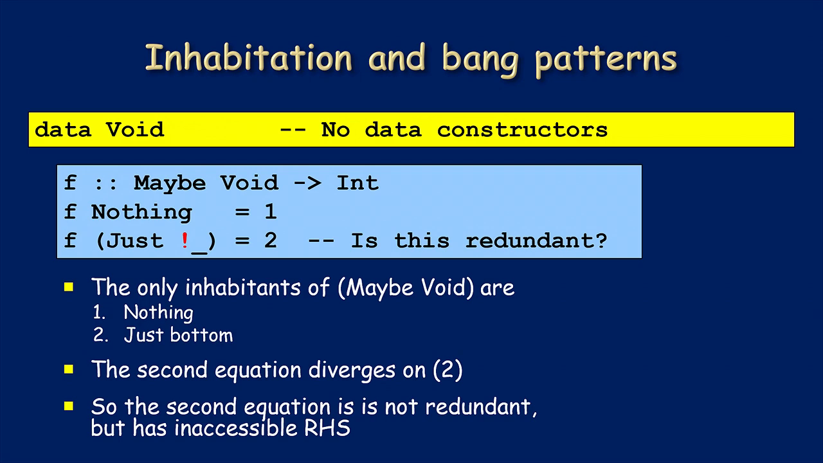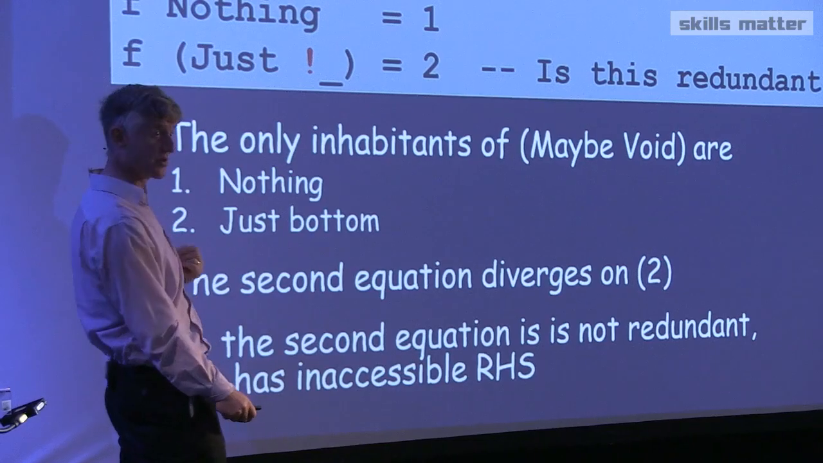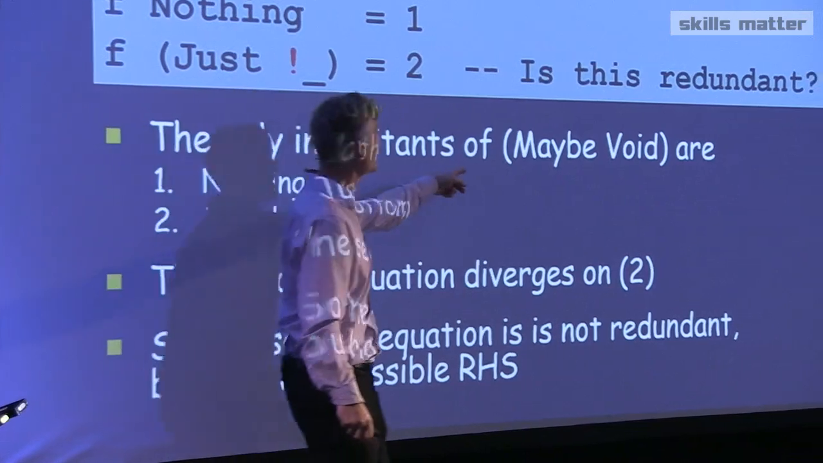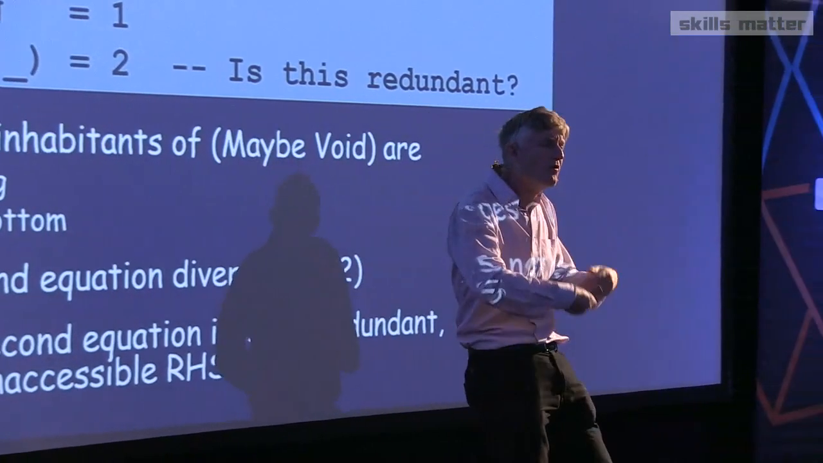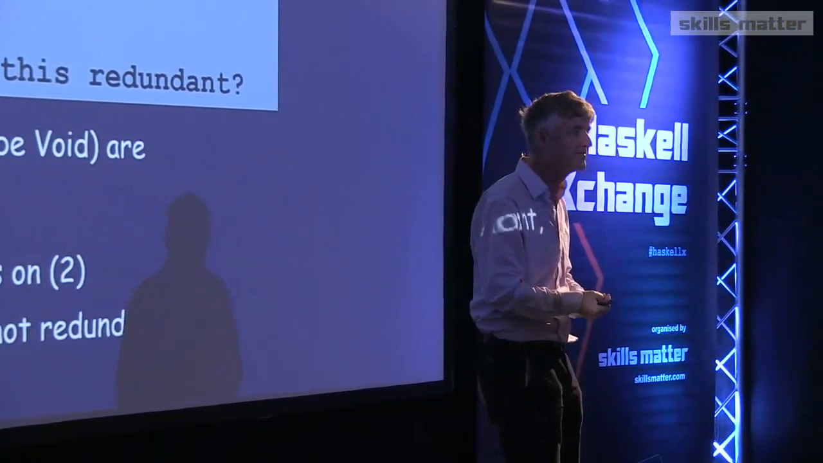Now, here is a slightly different example in which I haven't put the bang in the data type. This is ordinary old maybe now. Now I put the bang in the pattern. So we have bang patterns these days. Another extension. So now what? Now, maybe void, that type, does have inhabitants: nothing, just bottom, and in fact bottom as well, are all inhabitants of this type. When I say inhabitants of a type, I mean what values have that type.